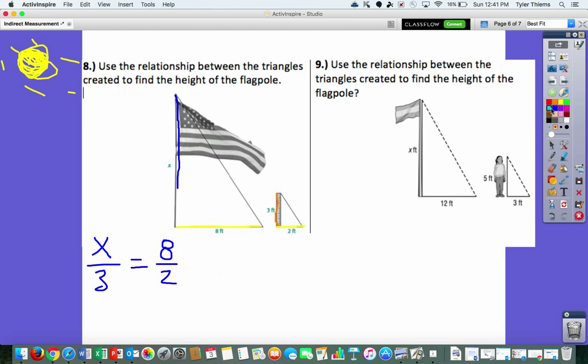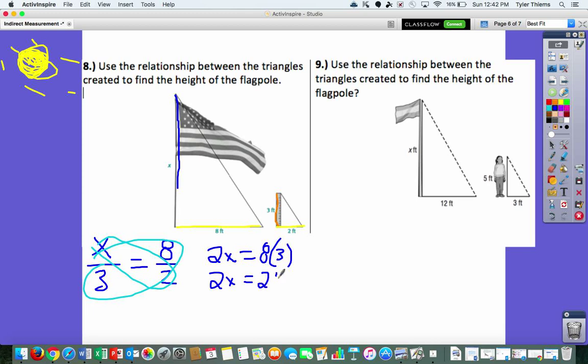Let's go ahead and set up and solve this. So let's see. Cross products, 2 and x is going to be the same as 8 times 3. So 2x is going to be equal to 8 times 3. So 2x equals 24. Oh, we don't need a calculator for this. We divide both sides by 2. And we should get x is equal to 12.